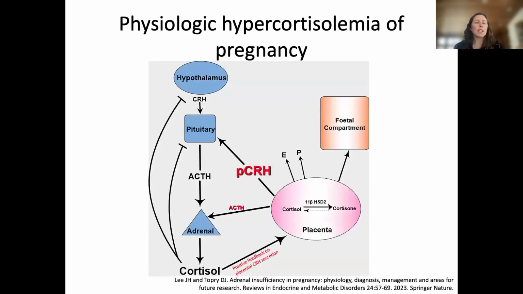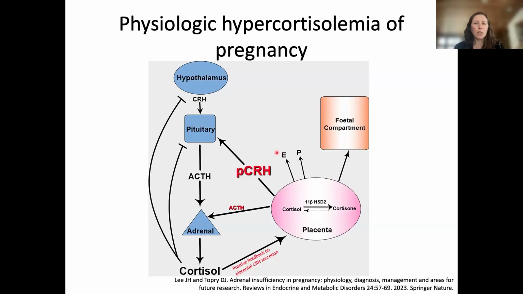So in terms of the physiologic hypercortisolemia of pregnancy, placental CRH and ACTH start rising at around 7 weeks gestation, and the adrenal glands are hyperresponsive to ACTH in pregnancy. So that is part of the reason why there is hypercortisolemia. In addition, progesterone from the placenta induces a component of cortisol resistance, which is going to reset the HPA axis to a higher level. And it also displaces cortisol from CBG, which further elevates the free cortisol levels.